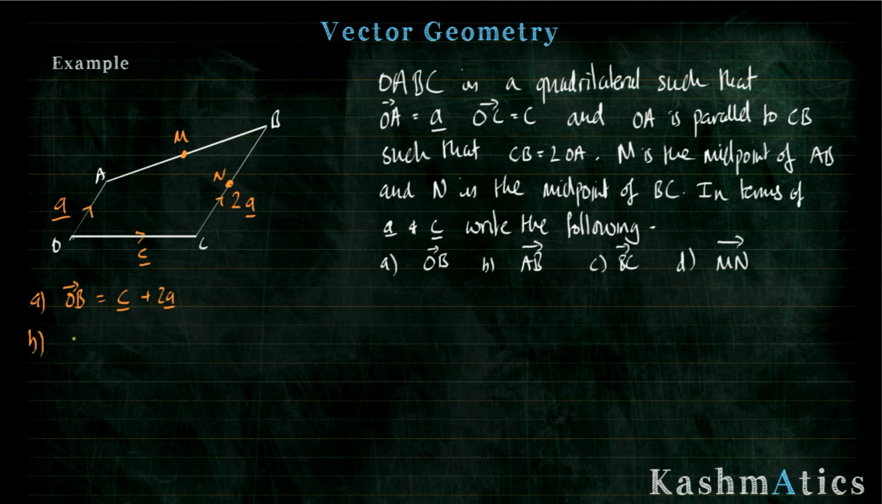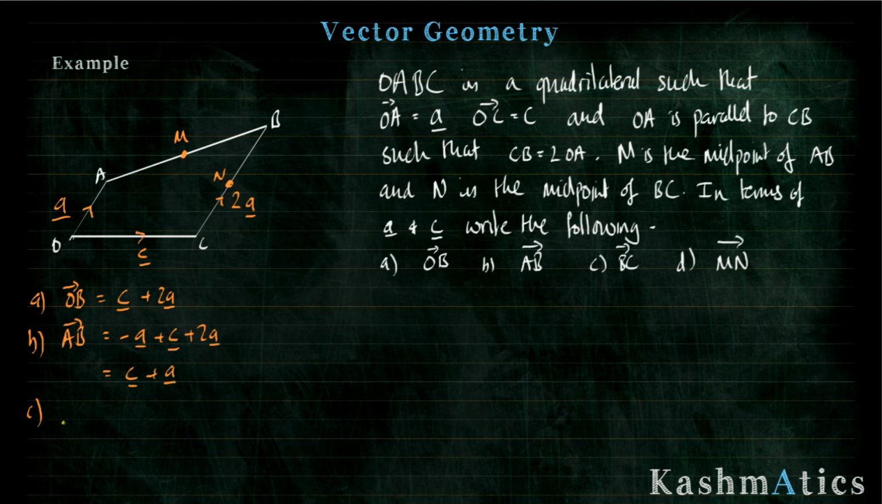Part B, I'm trying to get from A to B. Now I can't get there directly, so what I'm going to do is go around anti-clockwise. I'm going to go around this way. So I'm going to go backwards along A, along C, then along 2A. Okay, so minus A plus C plus 2A. And I can simplify that to C plus A.